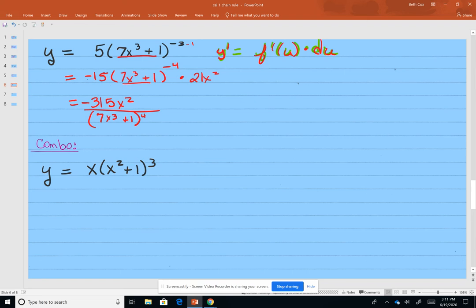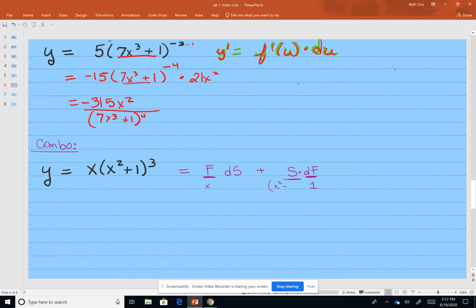I'm looking for my example. I don't see it here on the page. Don't see it there. Let's keep looking. Anyway, here we go. So product rule. It's going to be the first times the derivative of the second plus the second times the derivative of the first. Okay, so now the first one is just x, and the derivative of x is just 1. All right, the second is x to the second plus 1 cubed.